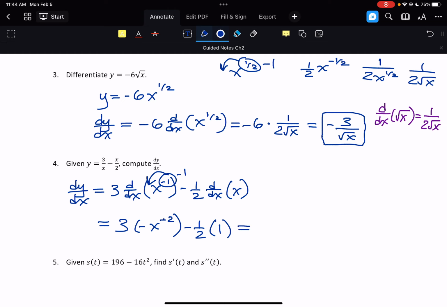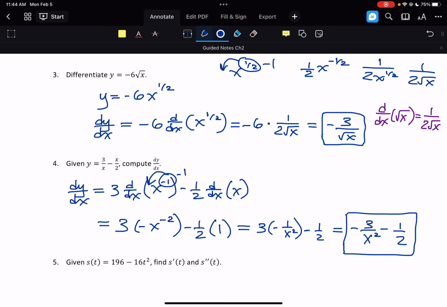And for our final answer, we need to move this back down into the bottom again. So that's going to be 3 times negative 1 over x squared minus 1/2. So we get negative 3 over x squared minus 1/2. Okay, so functions with x in the denominator like this, functions with radicals, these are all cases where the power rule can be used, even if it's not quite as obvious at first.